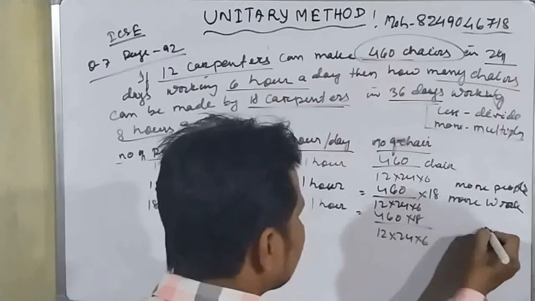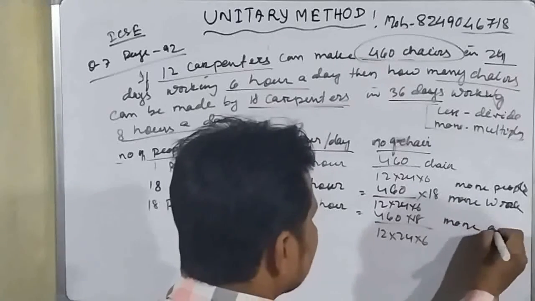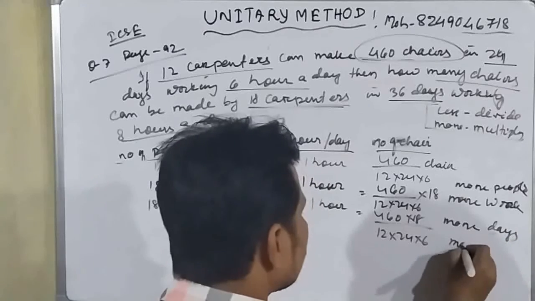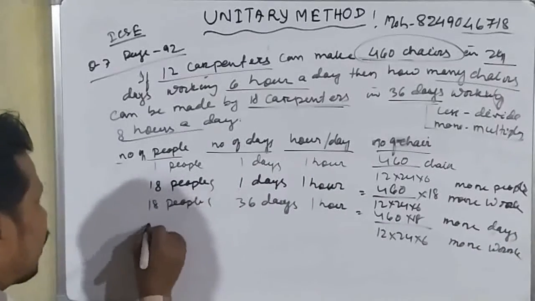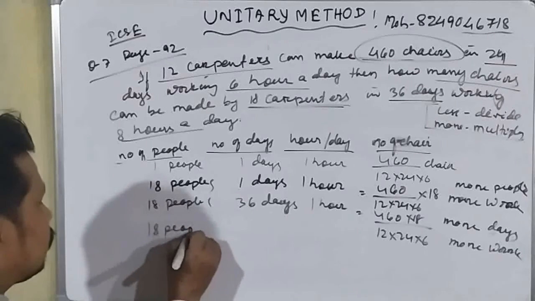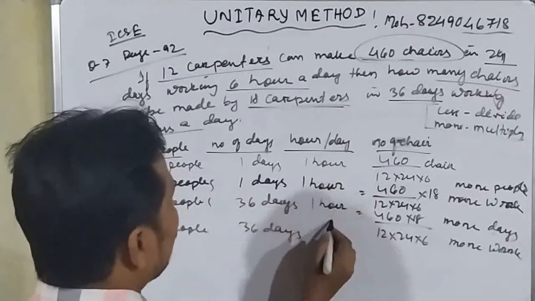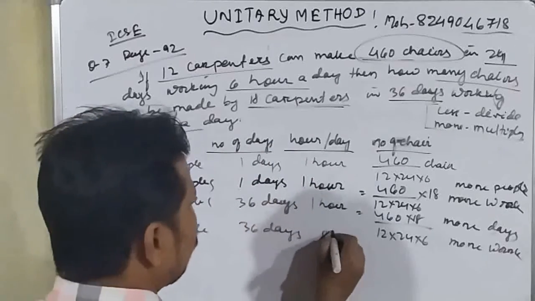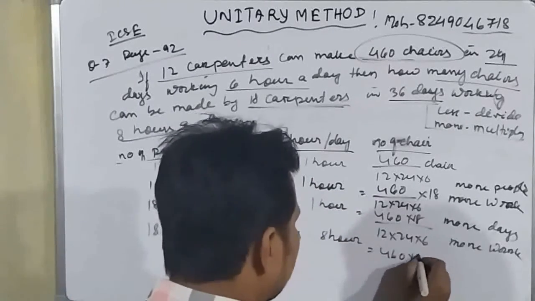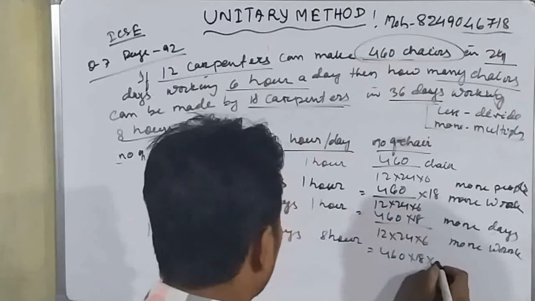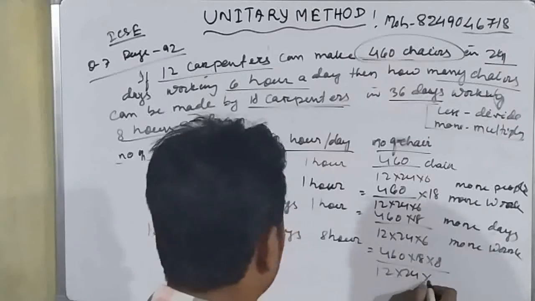Here also you can write that more work, more days. Okay student, so now again 18 people, 36 days, how many hours per day? 8 hours. So 8 hours, the result equals how much? 460 into 18 into 8 divided by 12 into 24 into 6.